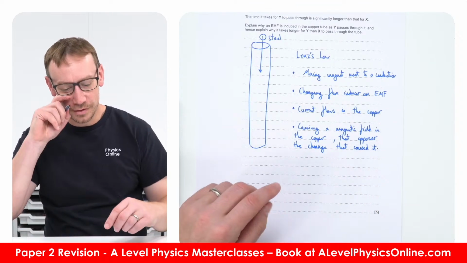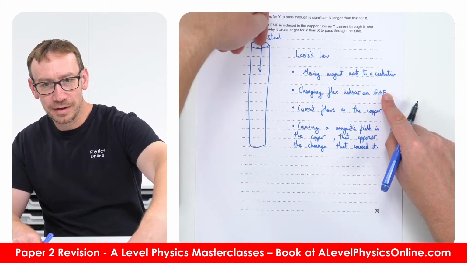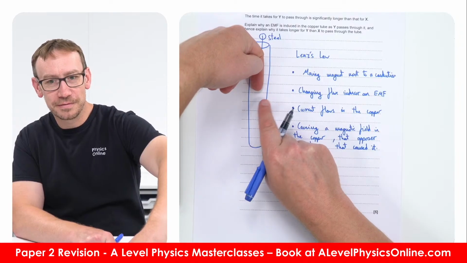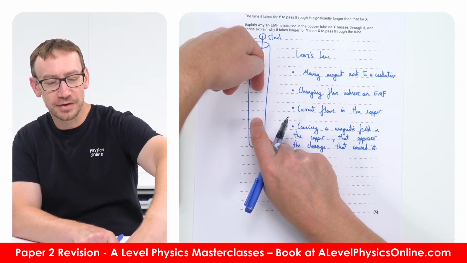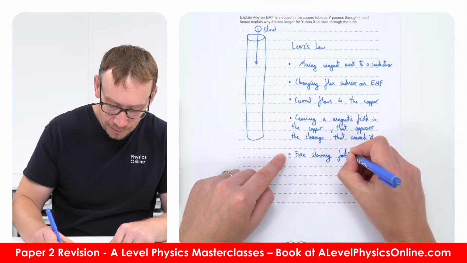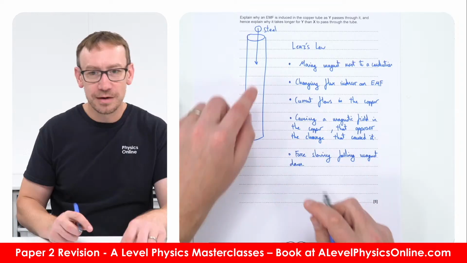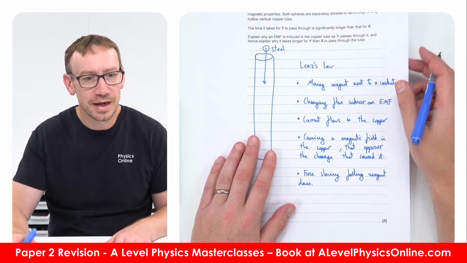So we've now got a magnetic field caused by the steel. So we've got a magnetic field moving down that induces an EMF, which therefore induces a current. And if you've got a current, we've got an associated magnetic field acting against the falling magnet. And if it's slowing it down, it's going to spend longer in the tube. So this is a great example of Lenz's law.